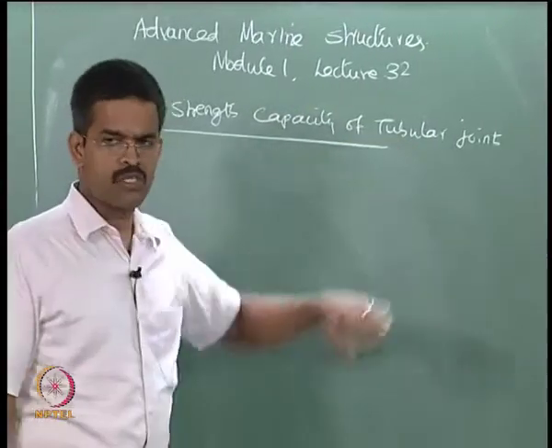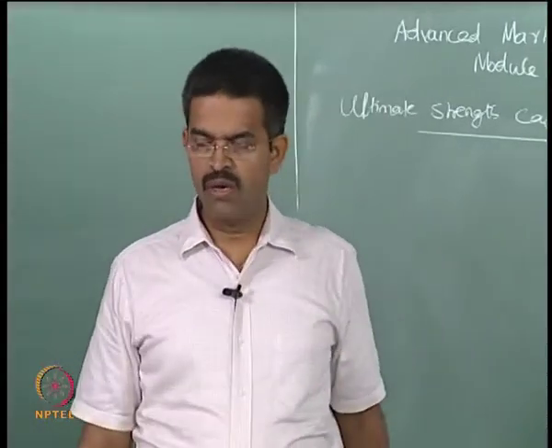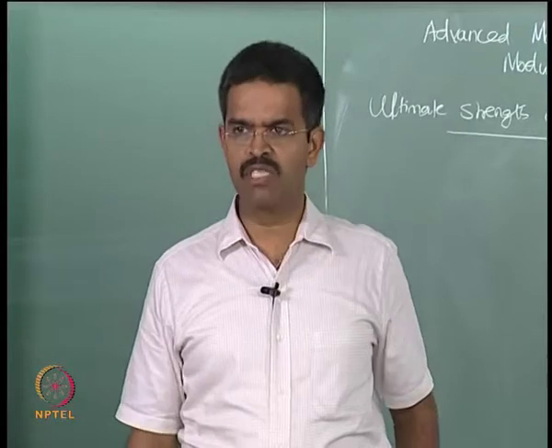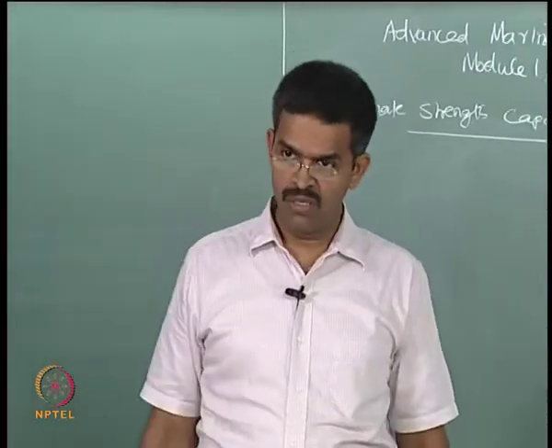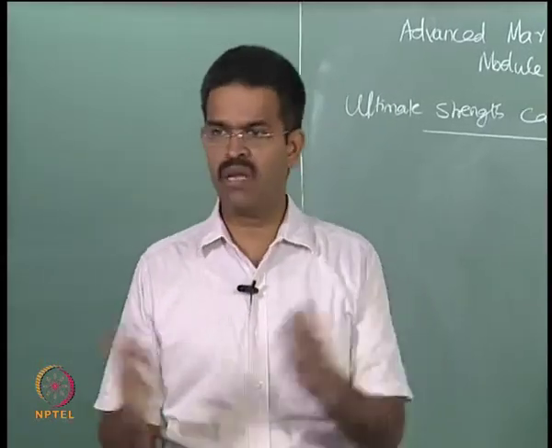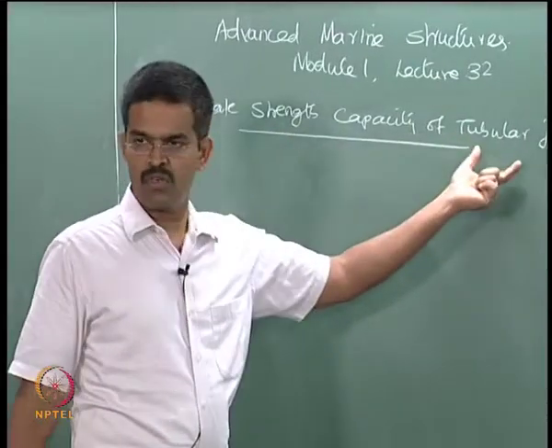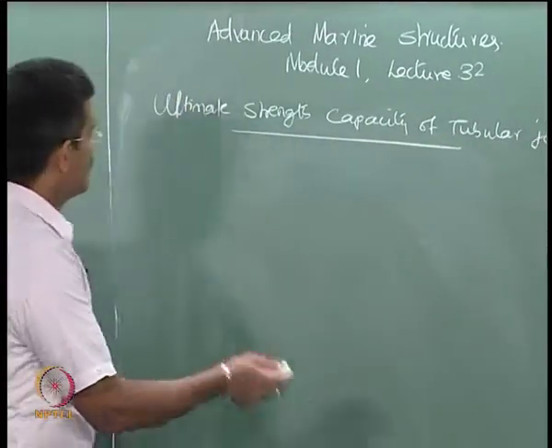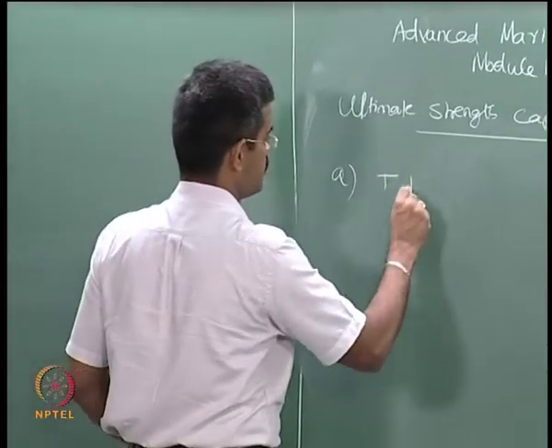Why tubular? Because most of our structural members are tubular in nature, we do not use any other section. Most commonly we use tubular because we need a large surface area, a high draft structure for heavy buoyancy, and at the same time we do not want too much weight, therefore they are tubular structures. So we are looking at the ultimate strength of tubular joints. To start with we discuss T joints.